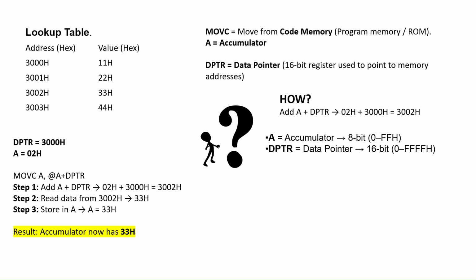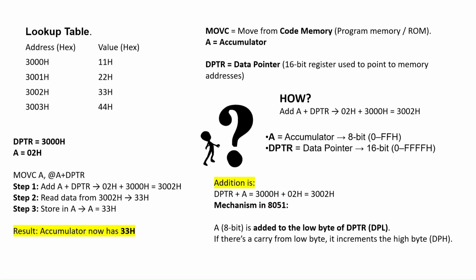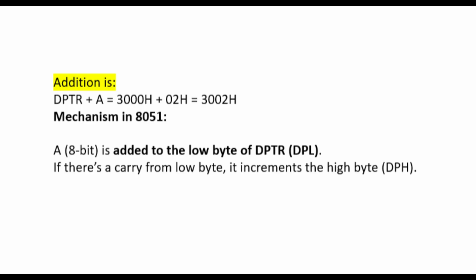DPTR is actually made of two registers, DPH high byte, DPL low byte. For example, DPH equals 30H, DPL equals 00H. So the full DPTR value becomes DPTR equals 3000H. Now suppose the accumulator contains A equals 02H. When the instruction executes MOVC A, @A+DPTR, the microcontroller performs this operation internally.